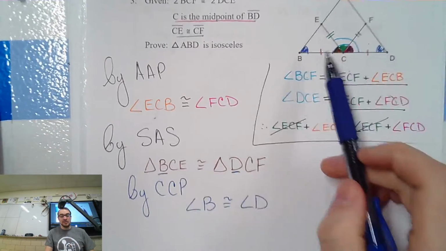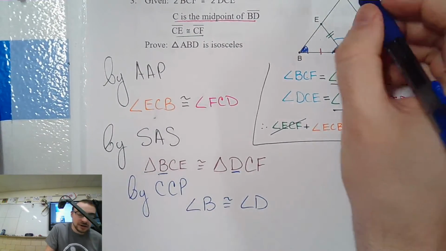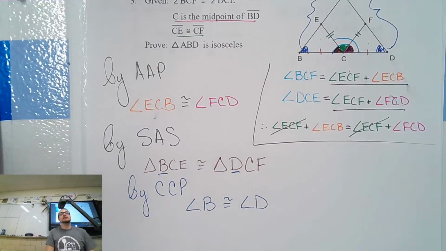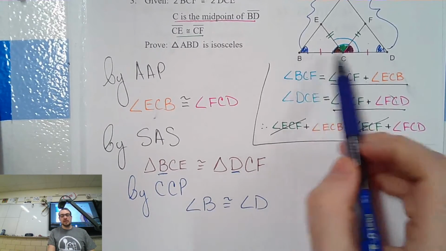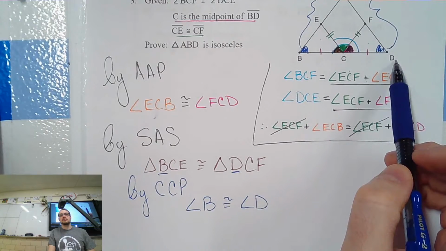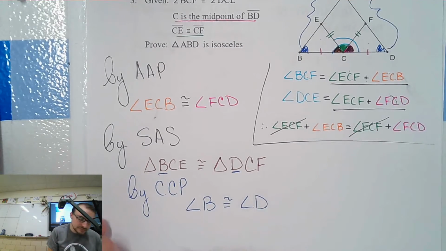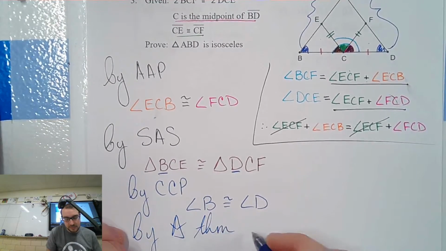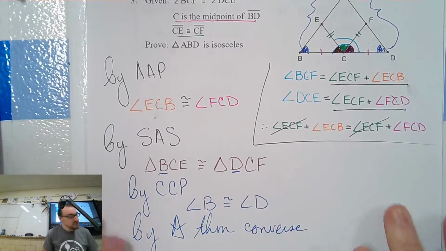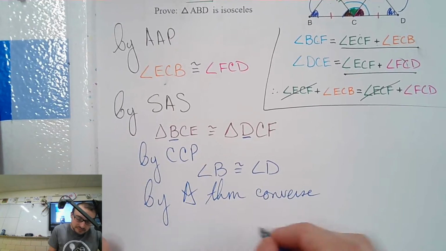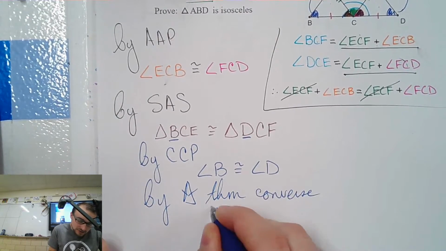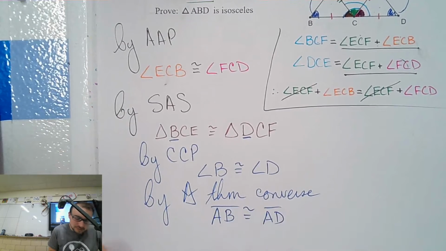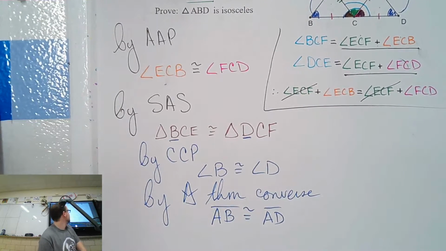And now that I have these two angles good to go, then I know this side is congruent to that side. And I know that by the isosceles triangle theorem. Is it the theorem or the converse, though? Starting with the angles, we get the sides. Converse, right? By isosceles triangle theorem converse, I know that AB is congruent to AD. So those two big sides are congruent.